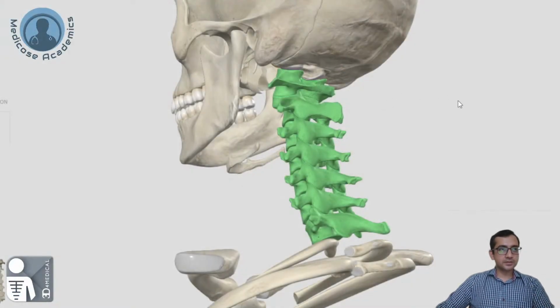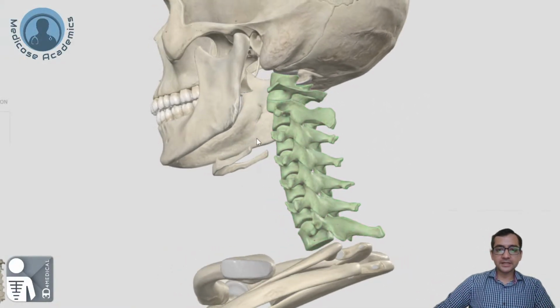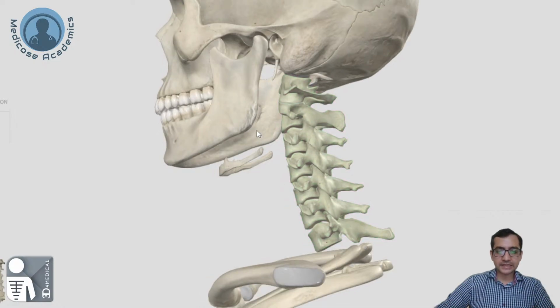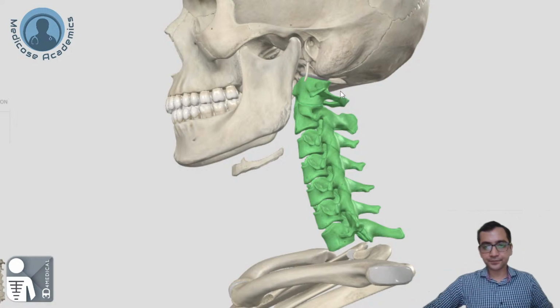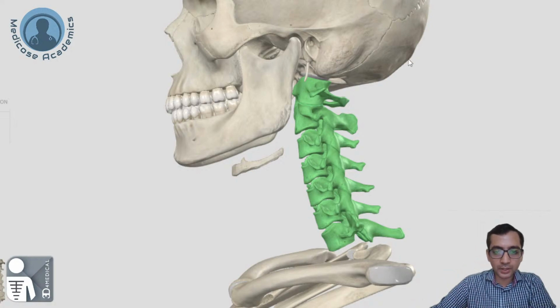Okay then, cervical vertebra. These are the seven vertebra, C1 to C7, they are labeled, that makes the skeleton of the neck. These are C1 to C7. You can just remember them by this name.